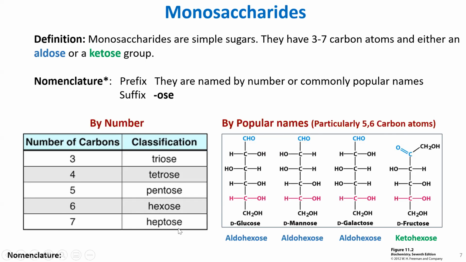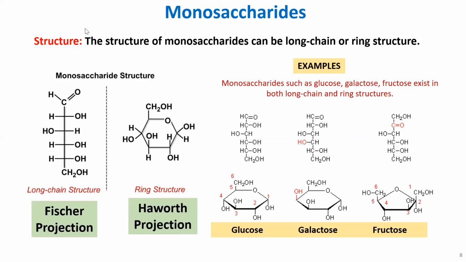All right. So now, next, what we are going to do is look at how they can be represented. For that, I'm going to talk about two different types of structure. One is the Fischer projection and the other is the Haworth projection. The Fischer projection is the long chain structure, which is what you are conventionally used to seeing and much more familiar with. But the Haworth structure is not very different. It's just made into a ring. That's what makes it different.